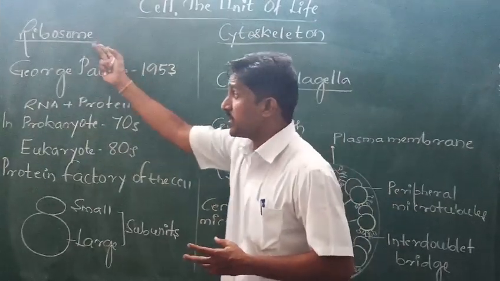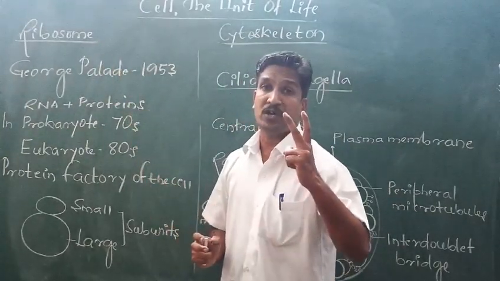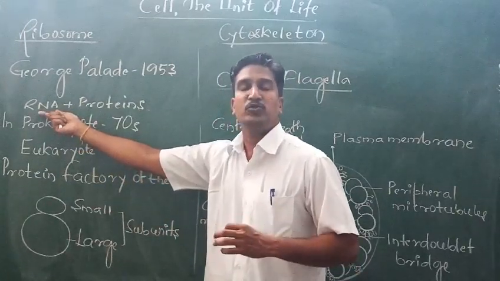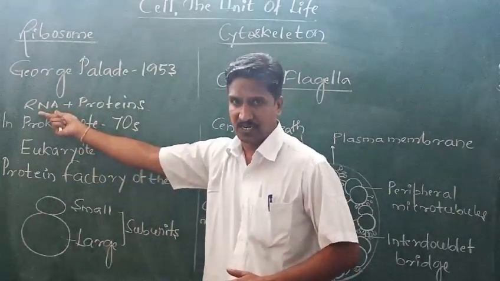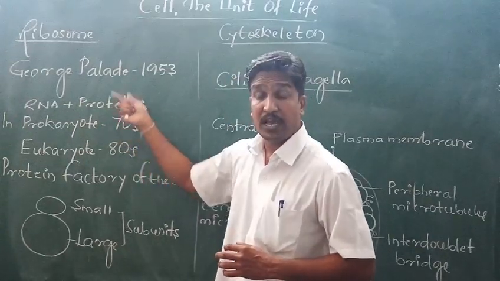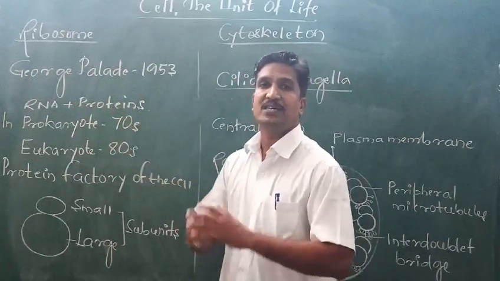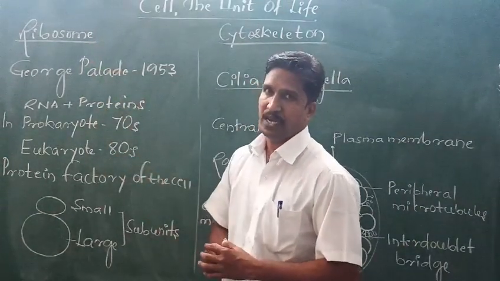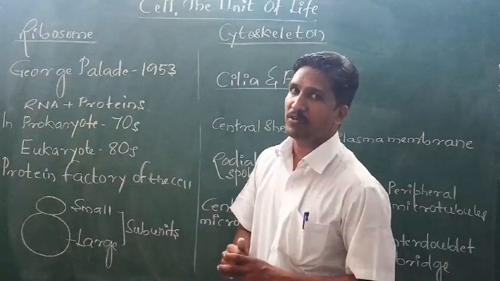And these ribosomes are mainly made up of two important chemical components: one is RNA, ribose nucleic acid, and the other is protein. So protein along with ribose nucleic acid forms a ribosome. And ribosomes are of two types, as you know very well, on the basis of the cell.